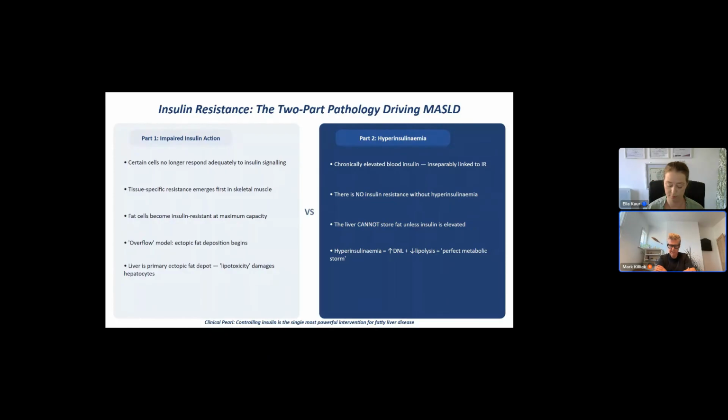It starts to happen within skeletal muscle. And so we get an increase in blood sugar. And with that, we then get that progressing to the fat cells. So what happens within the fat cells when they stop responding to insulin? It's usually when they're full of fat.